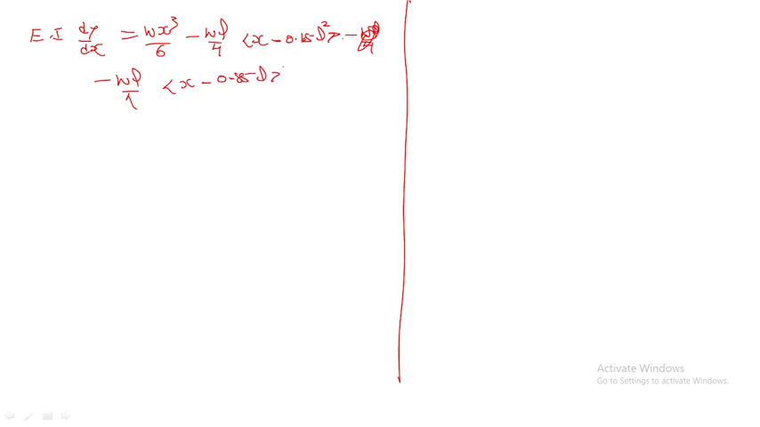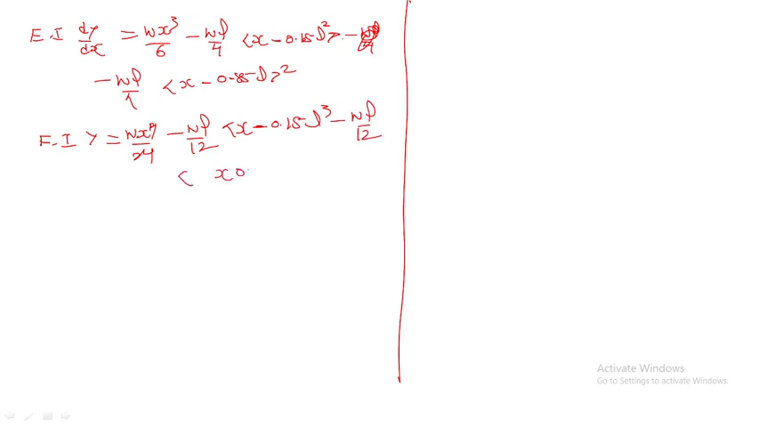Again, if we integrate, EIy equals Wx⁴/24 minus WL/12 ⟨x − 0.15L⟩³ minus WL/12 ⟨x − 0.85L⟩³, plus C1x plus C2, right? This is equation B.